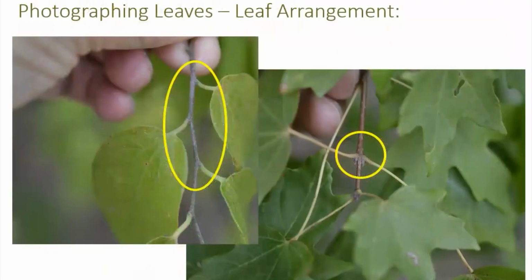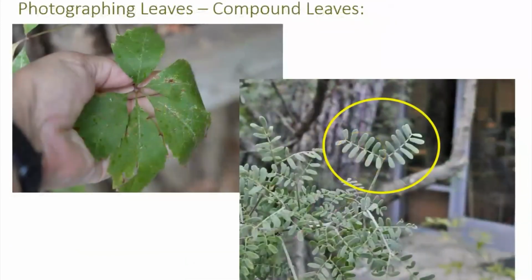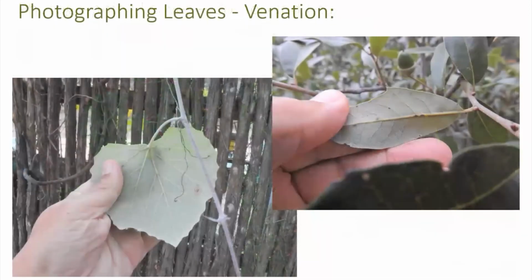When you take pictures of trees or woody plants, take a picture of the leaves on the stem so you know the leaf arrangement. When you're identifying trees, many of you know one of the first things you're looking at is whether the leaves are alternate, opposite, or whorled. So that's the first thing that helps you eliminate a lot of other things. Make sure if it's a compound leaf, you get the whole compound leaf.